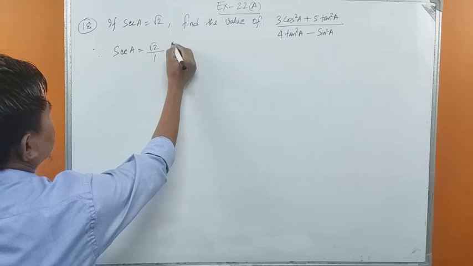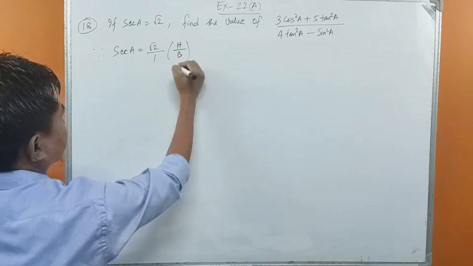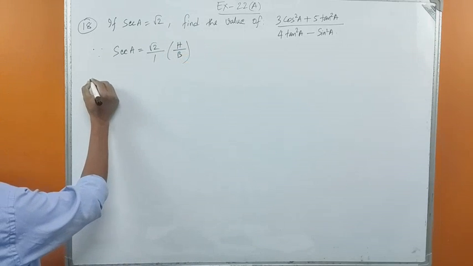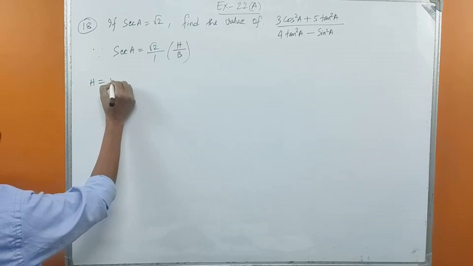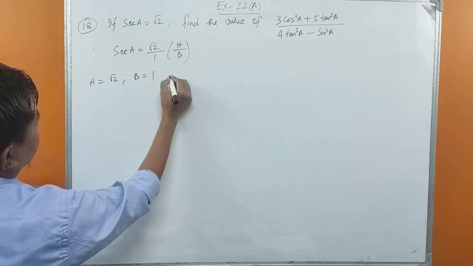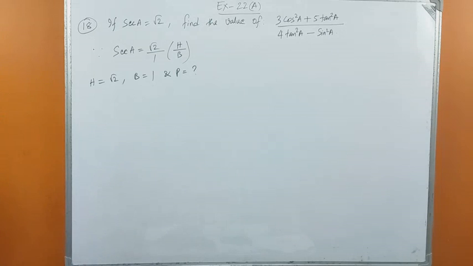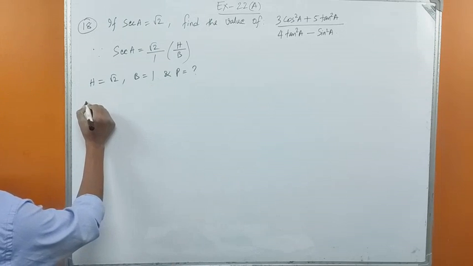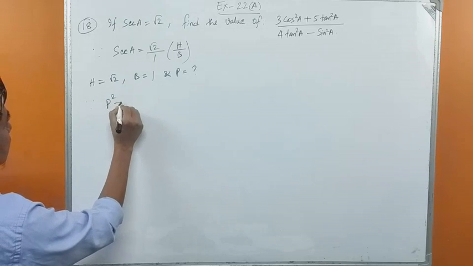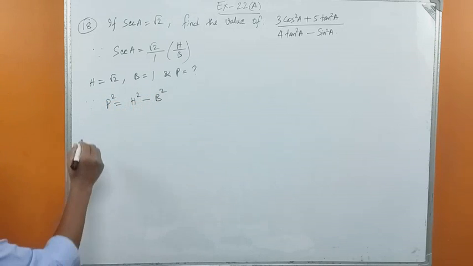So sec theta is hypotenuse upon base, the opposite of cos theta. So we have hypotenuse equals root 2, base equals 1, and perpendicular equals unknown. We don't know perpendicular, so let us apply the Pythagoras theorem and find perpendicular. Since p square equals h square minus b square, this is the Pythagoras theorem.